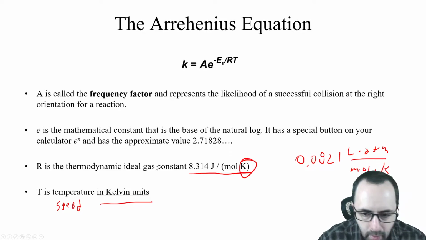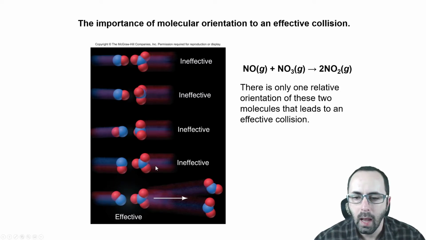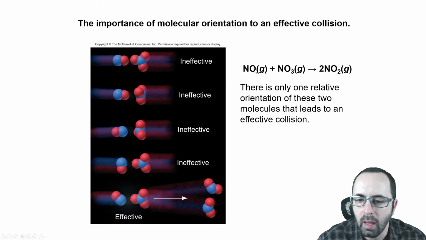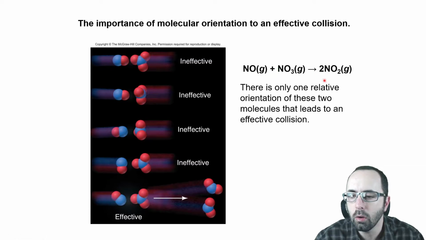Oops, that's behind my head a little bit. But here's a picture that shows the difference between an effective collision in the correct orientation versus an ineffective collision. So in this reaction, the NO molecule is reacting with NO3 in order to make NO2.